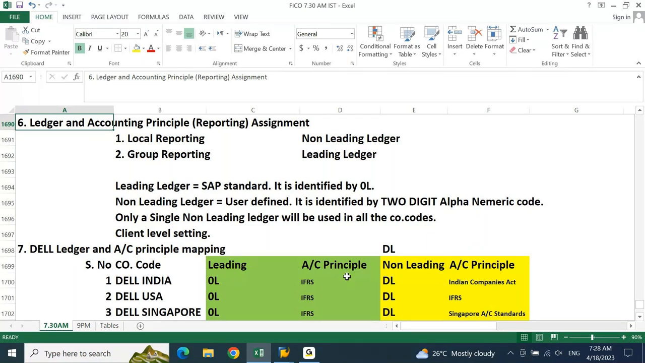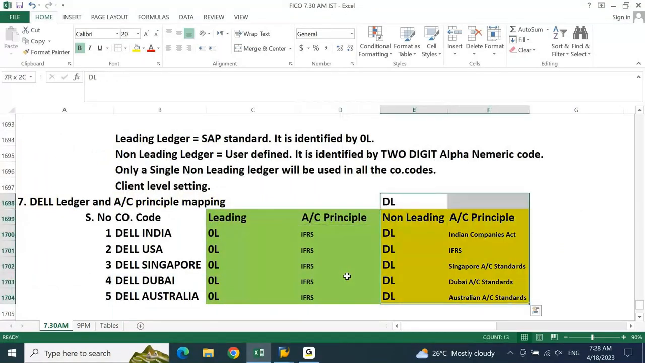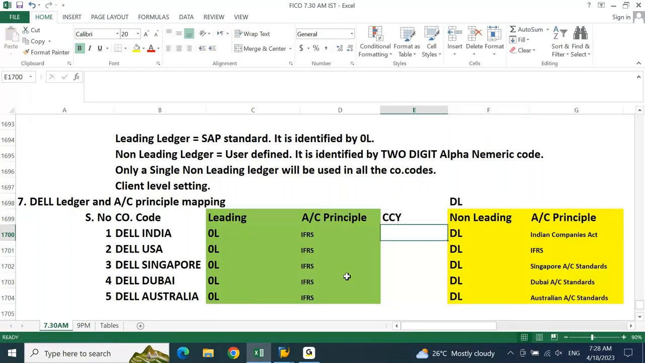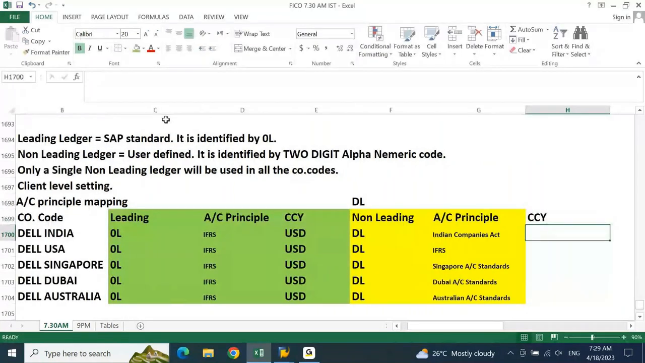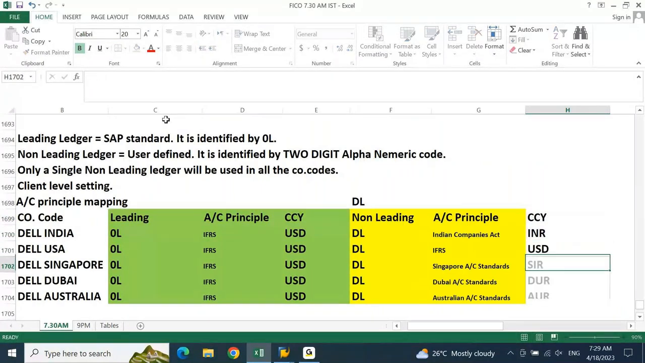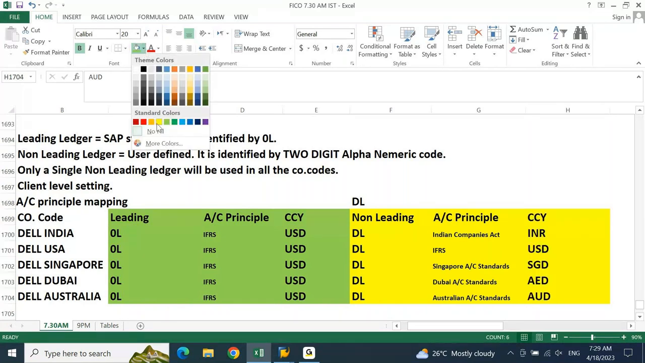Sir, can you insert one column for the currencies also in the table? Here you mean to say? Yeah, sir, this table. Will be dollar everywhere. And for this, currency will be INR. This will be dollar, Singapore dollar, AED, and then AUD. Clear? Okay, sir.